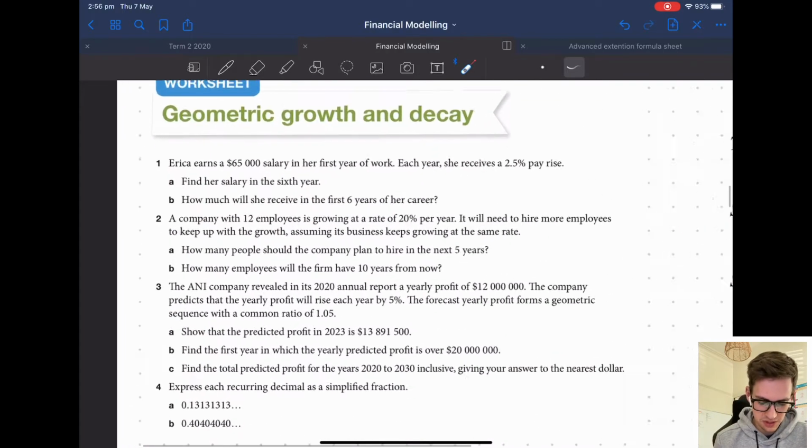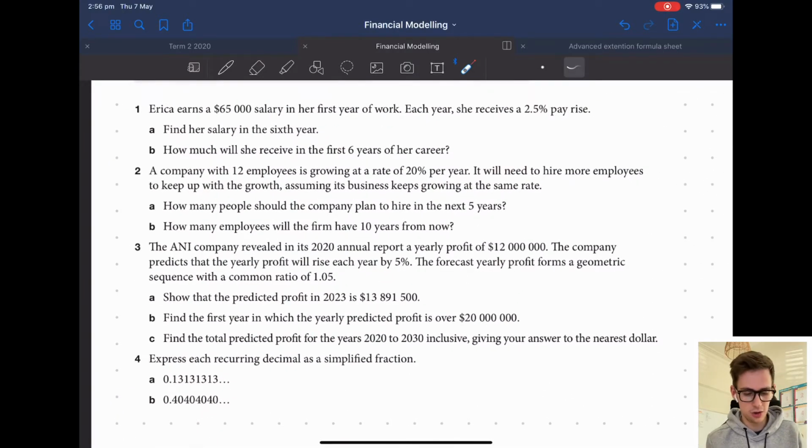Okie dokes. So, question 1. Grab your highlighter. We're going to be using that a lot. Erica earns a $65,000 salary in her first year of work. Two things here. Whenever I see a number, I'm going to highlight it because it's maths, it's going to come into the question. The second thing is the word first. First generally is going to imply that's my A term. Okay, cool. We already got A.